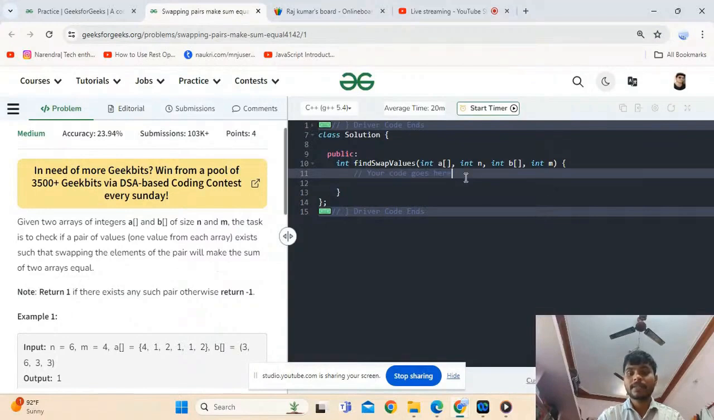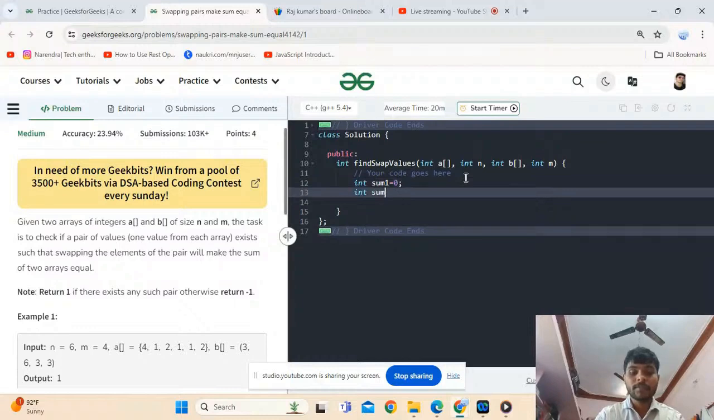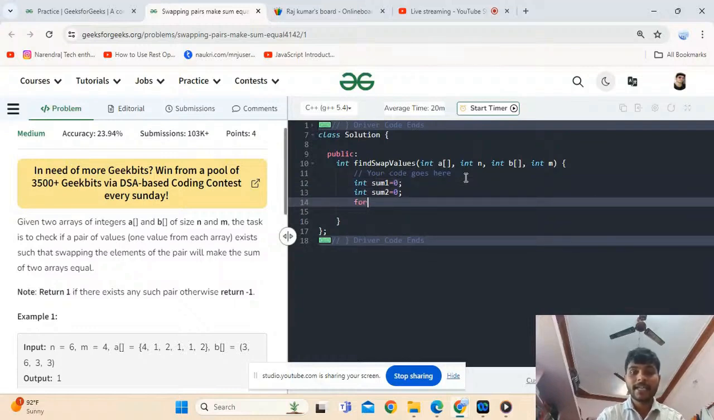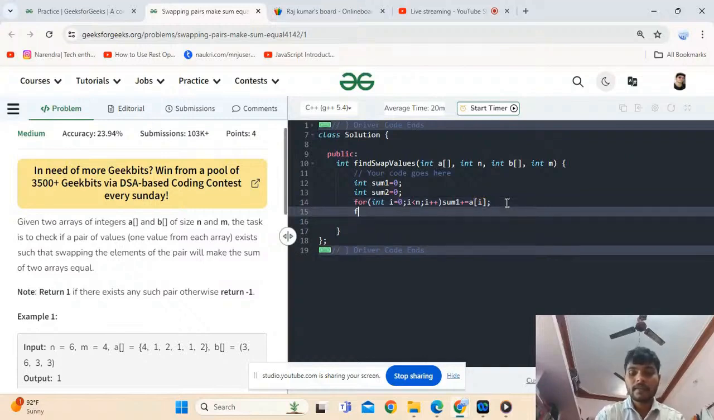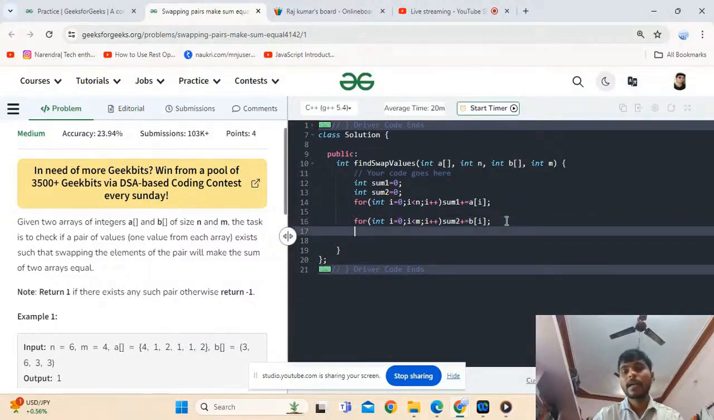Here what I am doing is int sum1 = 0, int sum2 = 0. For array A, for int i = 0; i < n; i++, sum1 += A[i]. Again, I am giving space here: for i < m; i++, sum2 += B[i]. Here I got two sums.